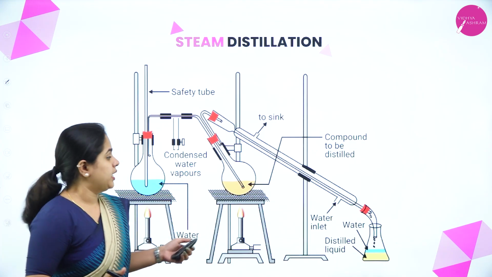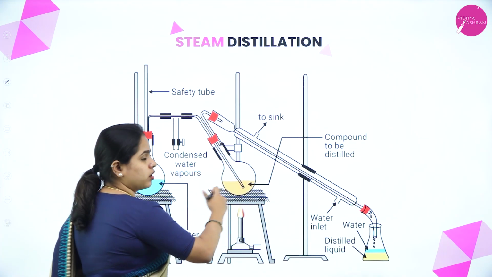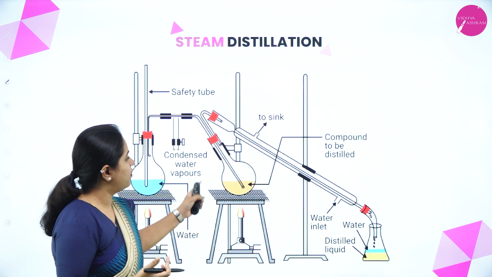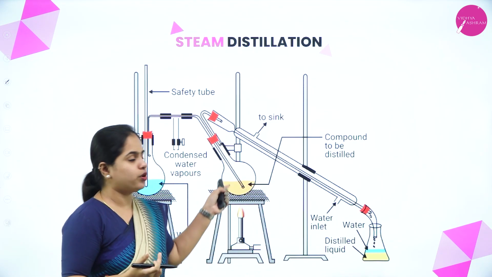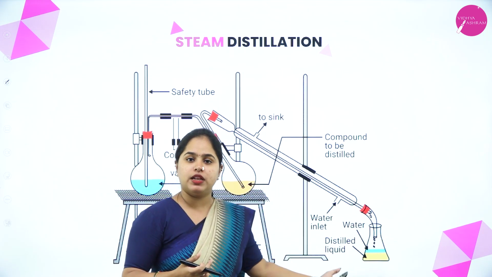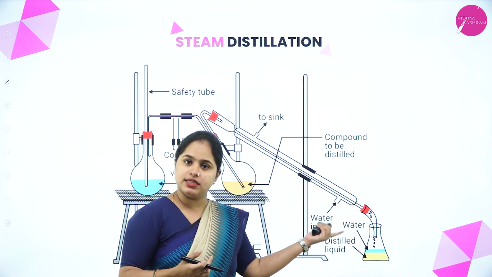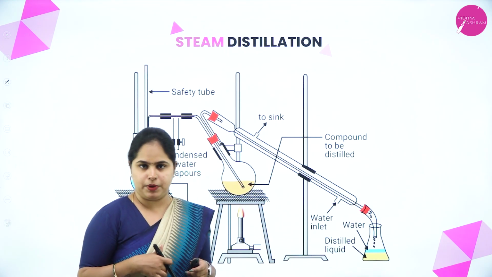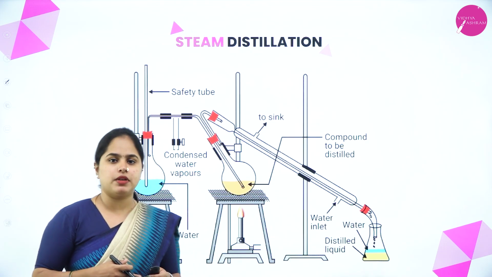As you can see here, the substance or compound which has to be purified is taken here, and when steam is passed through it and it finally goes through the condenser, what we obtain will be the steam as well as the liquid, and then it will be separated using a separating funnel. So this is steam distillation.